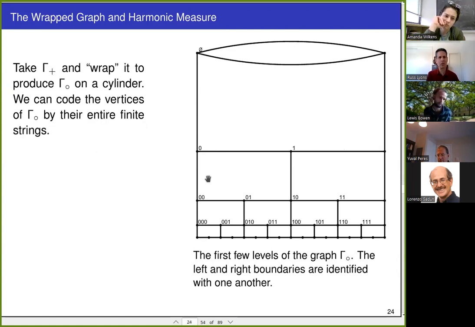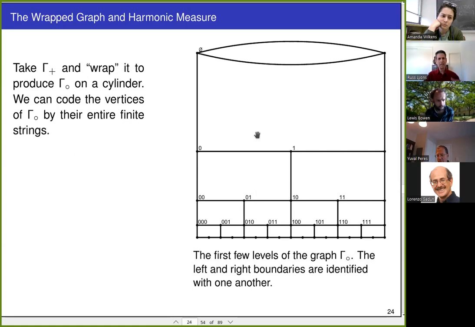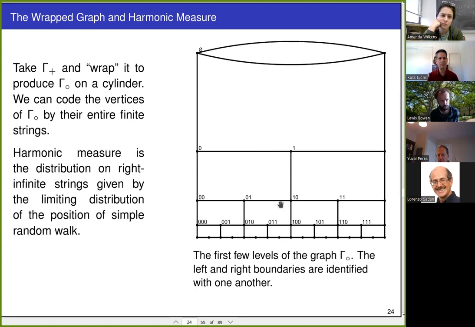I want to label its vertices. At the top, I will begin with the empty string, and then I'll use the same bits I had before, 0 and 1, but just keep concatenating. There's no infinite past. I'm starting with the empty sequence. And so I can just keep going by adding the next bits to the right. So this is my coding of the vertices on this little cylinder graph.